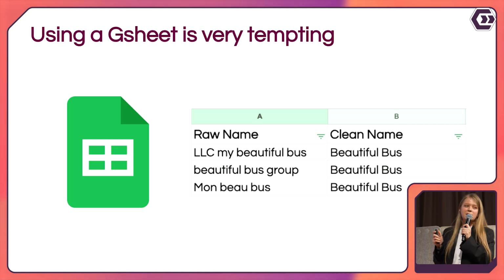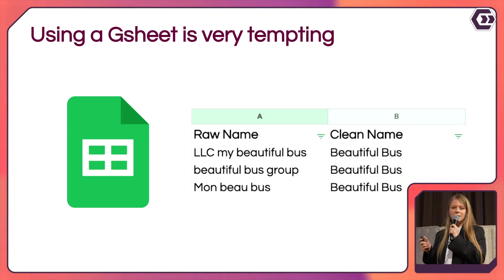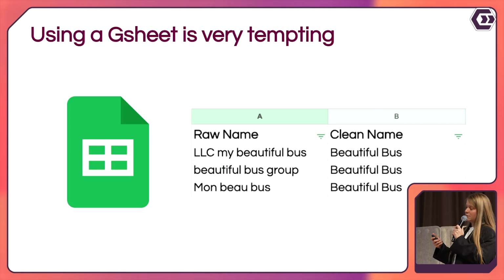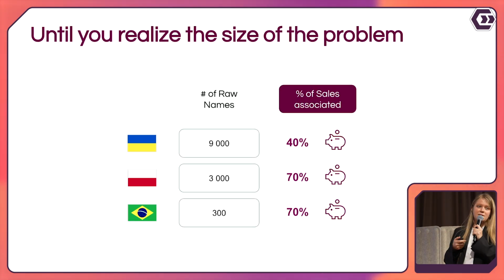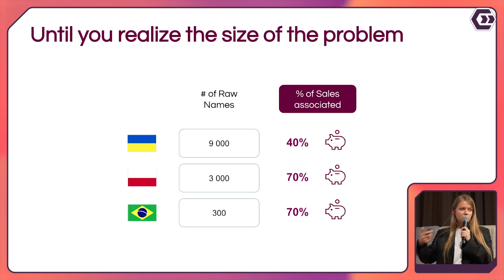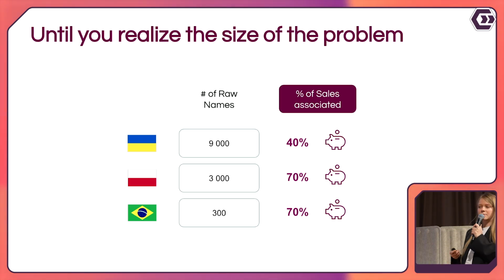And G-Sheet is very tempting here, right? Like, we see the good value, we know, we can just map them. Well, yes, until you actually see the size of the problem. Imagine you find yourself maintaining a 9K G-Sheet, which keeps growing, right? Because there are new carriers joining the platform. Not a really enjoyable task.